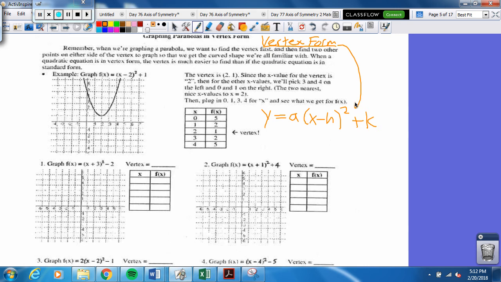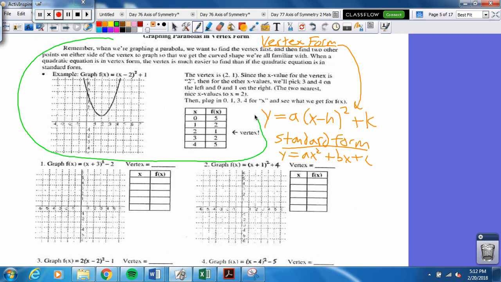This is Vertex Form. Also, we've gone over standard form, right? This also, standard form, which is y equals ax squared plus bx plus c. That's what we've been working with a lot. Now we're going to go to vertex form. Vertex form is actually a lot easier. Well, how much easier is it to graph and find the vertex? We'll see all this. Let's look at the example.